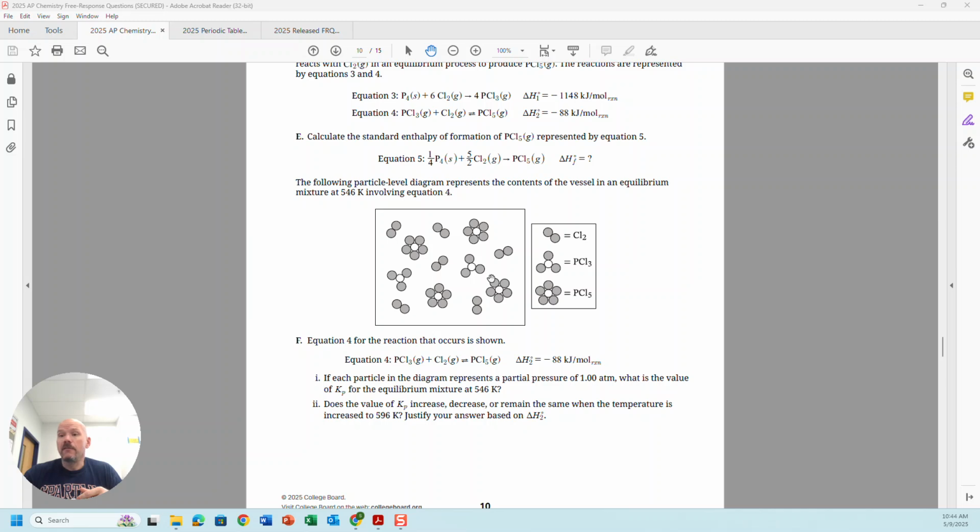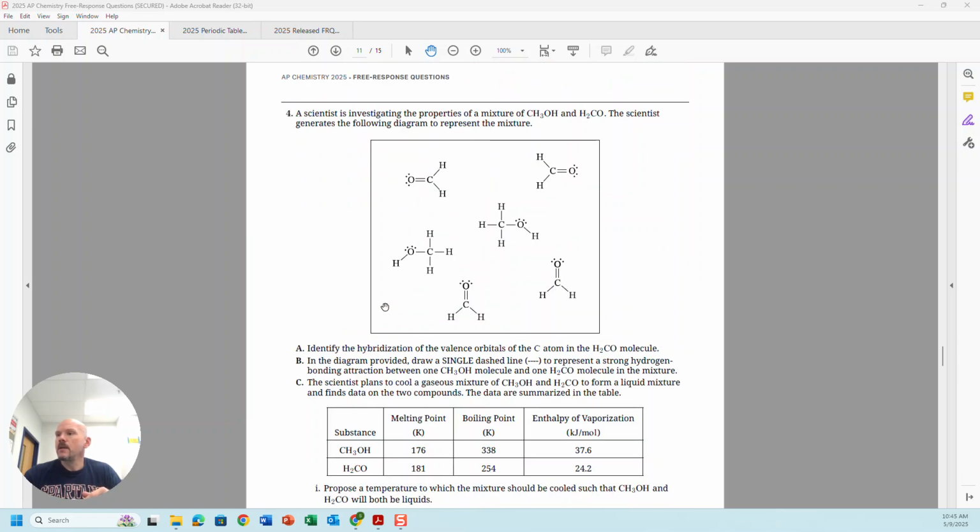This one, when I made my original answer key, I miscounted. All you had to do was count the particles, and for some reason I counted 3 of these, the PCl3s, but when you go back, there's only 2 of them in the container. So simple mistakes like that can happen to anybody, and it happened to me when I first went through this. Okay.